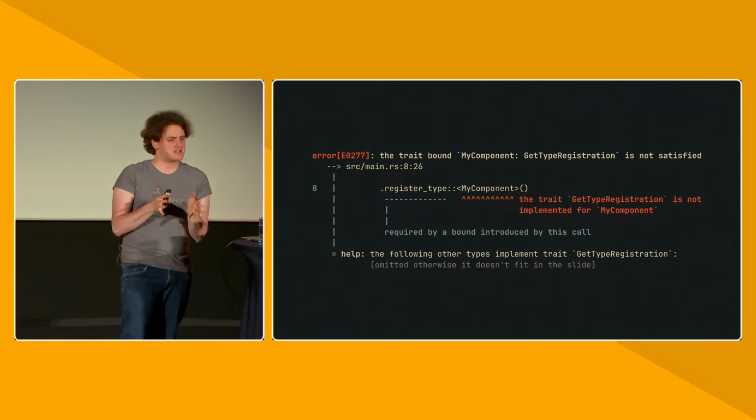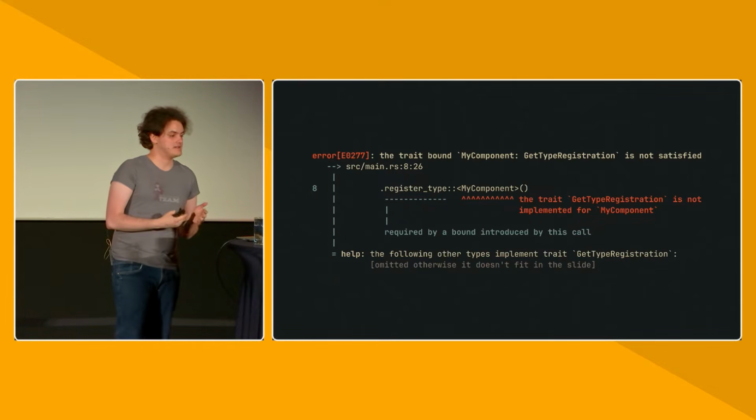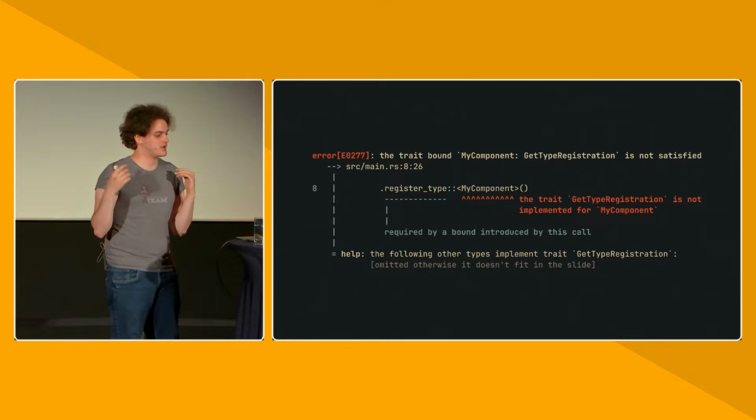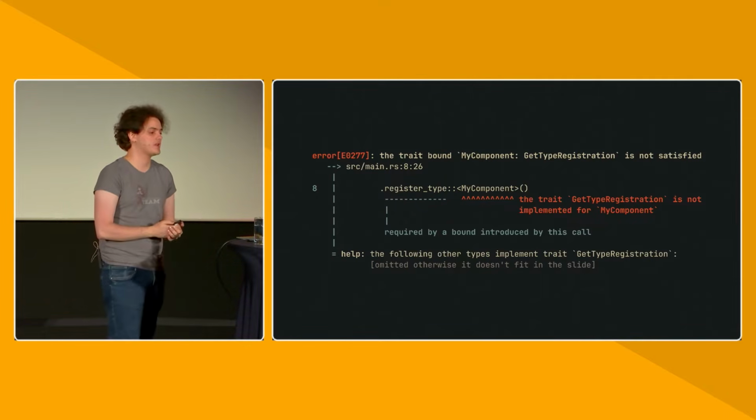Another example is from the Bevy game engine, where they were trying to register a type. And here the error message is actually good. It's not misleading. It says that the trait TypeRegistration is not implemented for the type, which is what's happening.